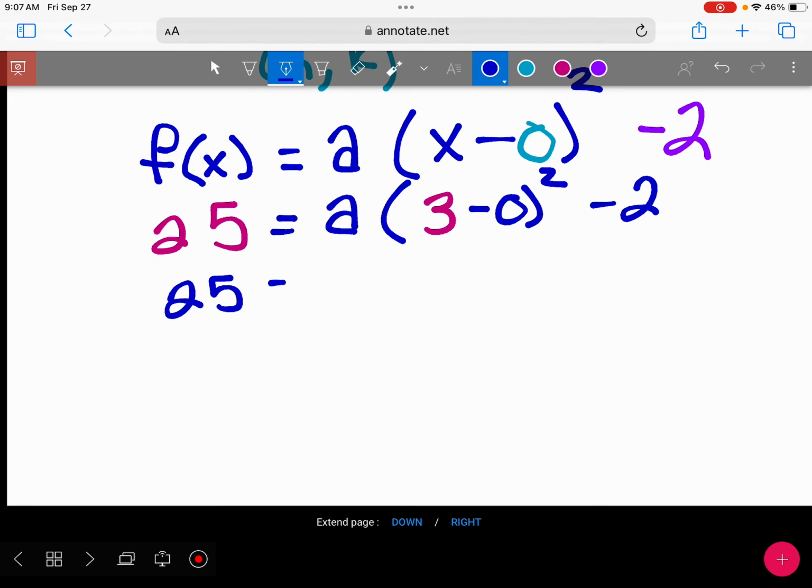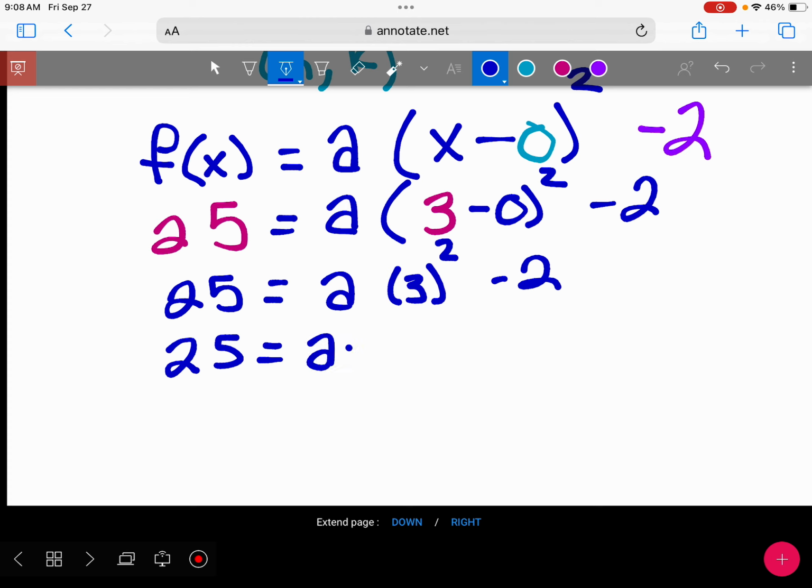So we're going to have our 25 equals a times 3 minus 0. 3 minus 0. Not times, minus. It's just 3. So this is going to be 3 squared minus 2. When in doubt, write it out. So our 25 equals, what is 3 squared? 9. So this is a times 9 minus 2.